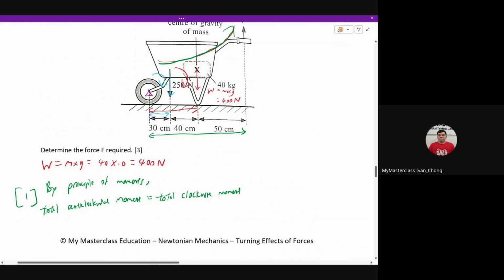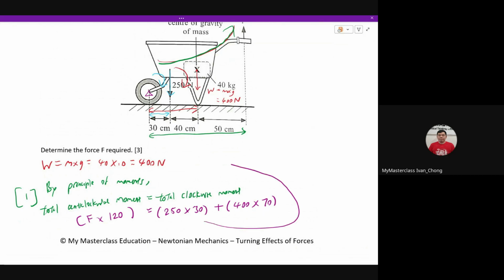Okay. Next step. Your force times 120 cm, and your weight 250 times 30 cm plus your 400 times 70 cm. Now, if you notice, I put brackets for each. Why is that so? Because this is just a reminder to yourself. This is 1 moment, F times D. This is 1 moment, F times D. This is 1 moment, F times D. Each and every single one of them will have F times D each. 3 forces, 3 moments.